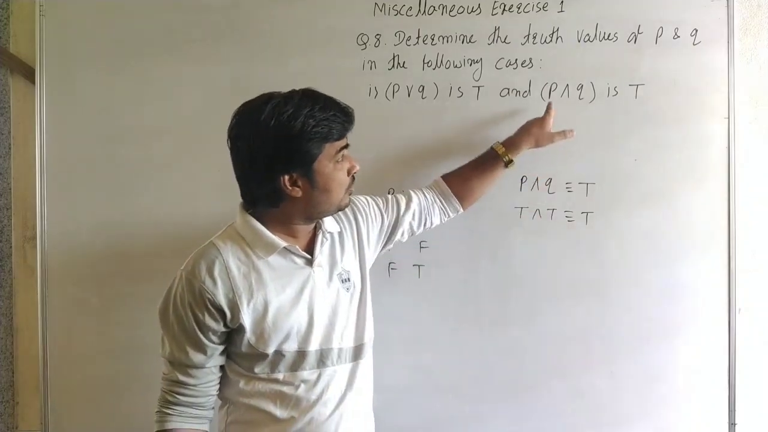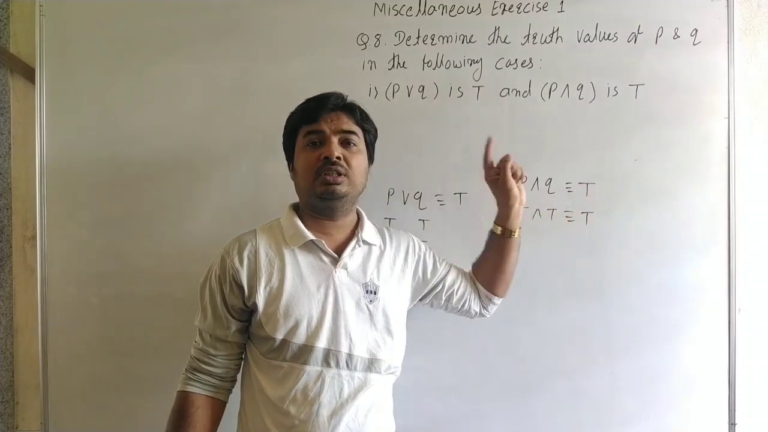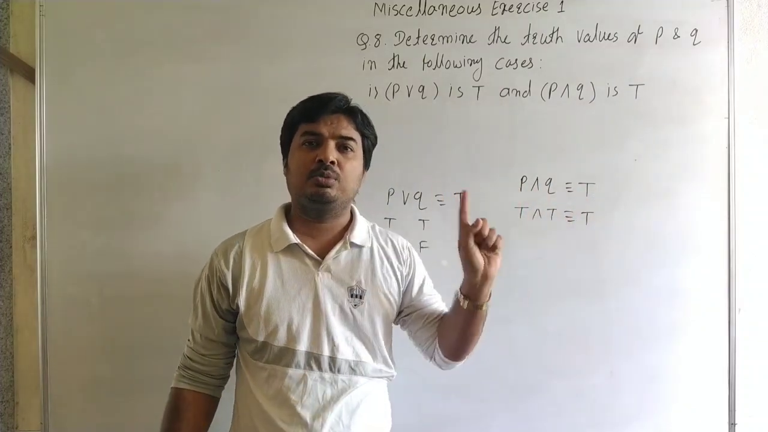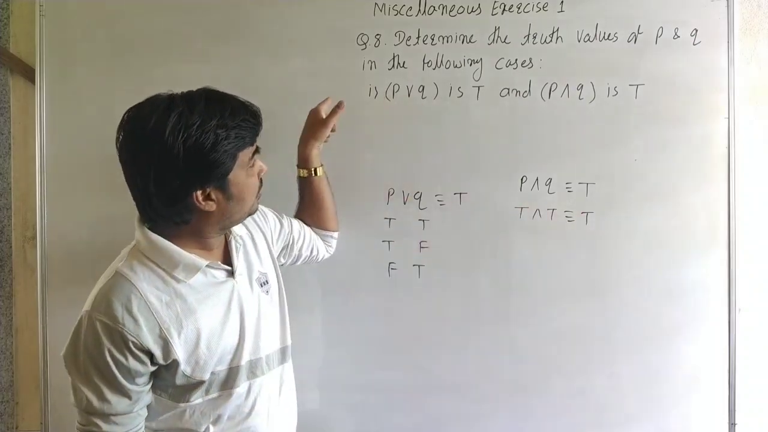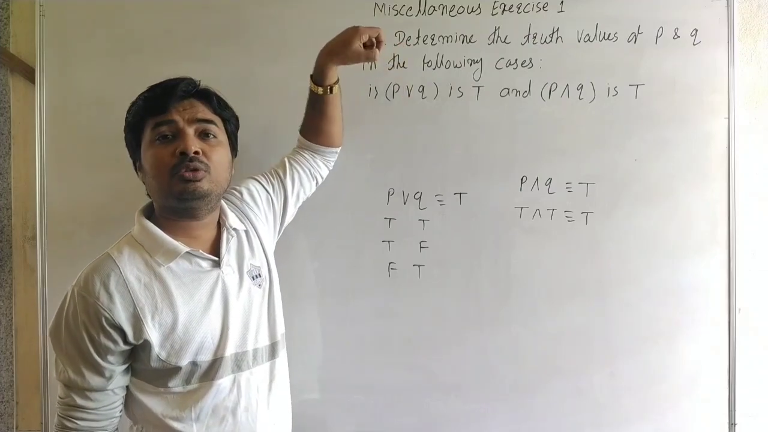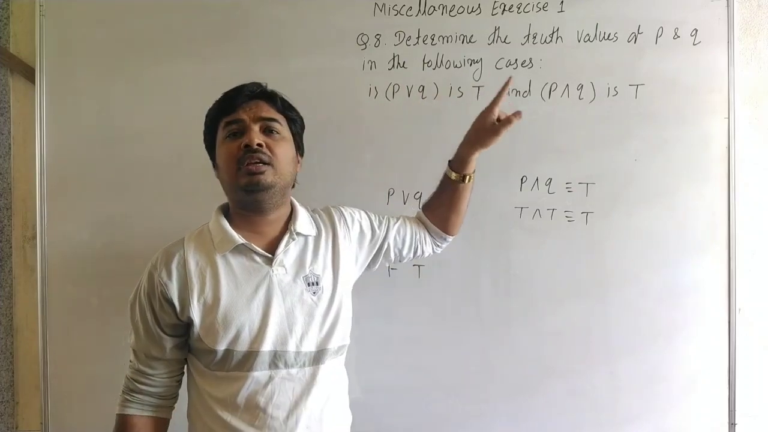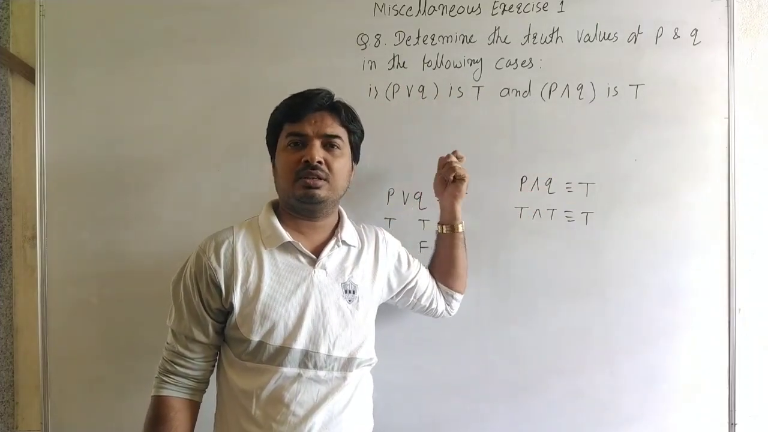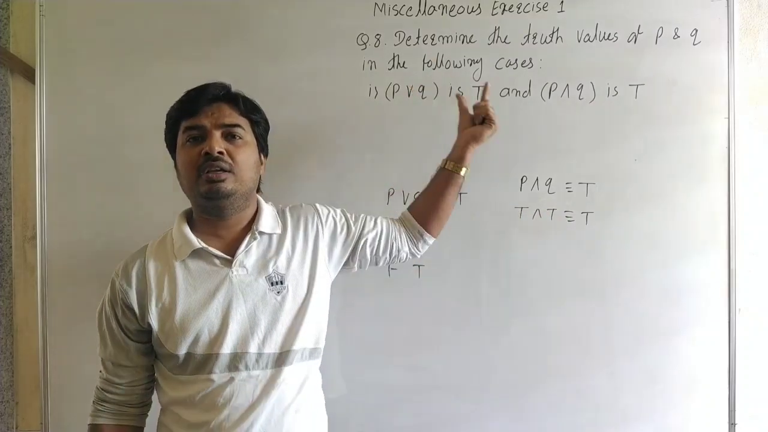But from the second condition, P and Q is true, and there is only one possibility: when both statements are true, then the truth value is true. That means from this question, the truth values are P is true and Q is true. Here we can write directly, by using this: P is true and Q is true.